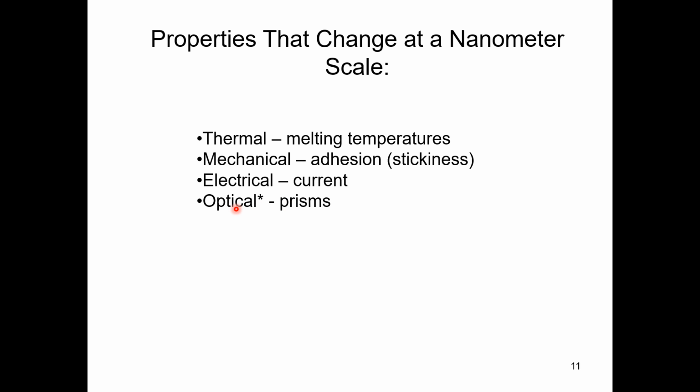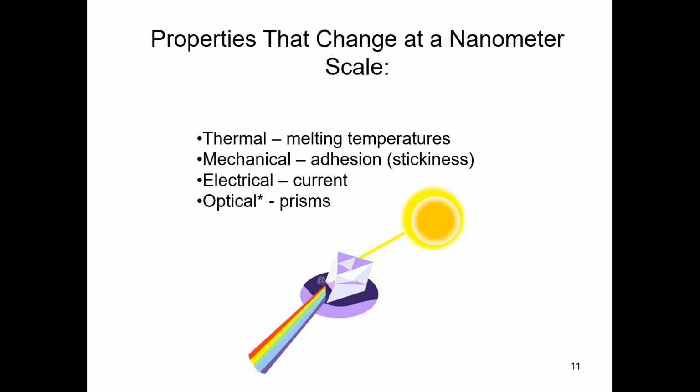Or we can say that the light, just like we mentioned on the previous slide, will react differently with the material at the nanoscale in comparison to the material at the bulk scale. That is, the behavior of the light changes when we have the material at the nanoscale as compared to the bulk. So that is what we mean by the optical properties.